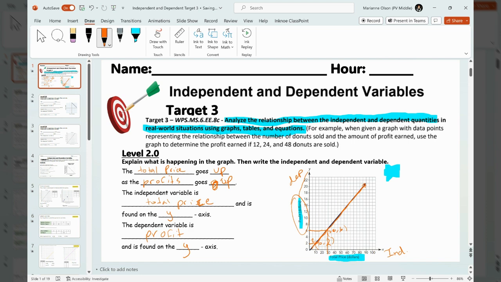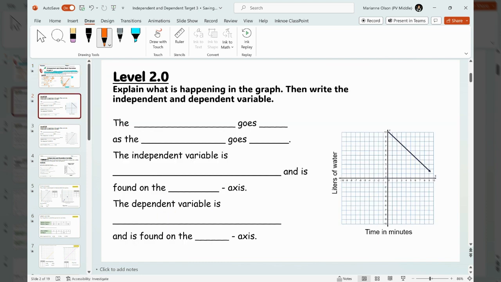So we're just looking at the graph and interpreting it. We're going to do one more together, and then you're going to do two on your own when you pause the video. So we're going to explain what's happening in this graph. First thing I want to do is read it. Well, this is going along the bottom, so this goes with my x-axis. So this is independent. This is along the side, so this goes with my y-axis. So this is dependent. So we have time in minutes and liters of water. Well, that makes sense. We already said time is always independent.